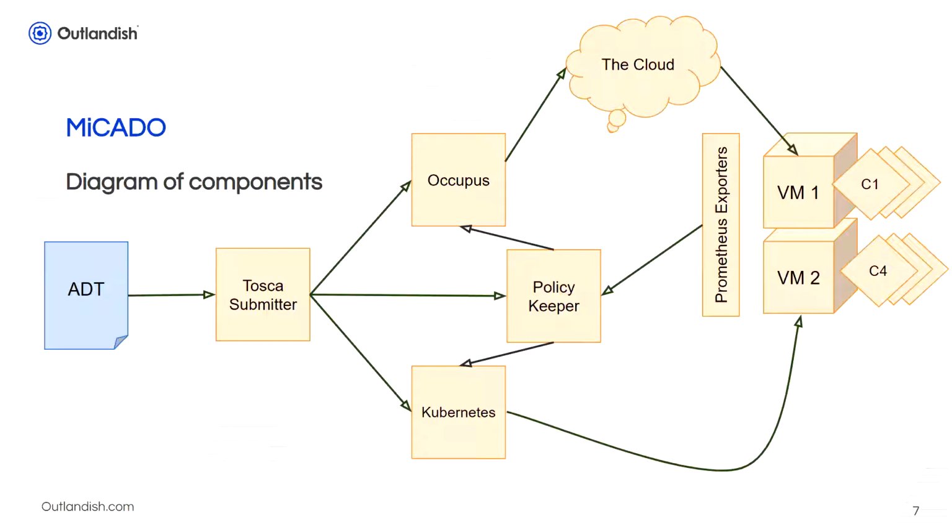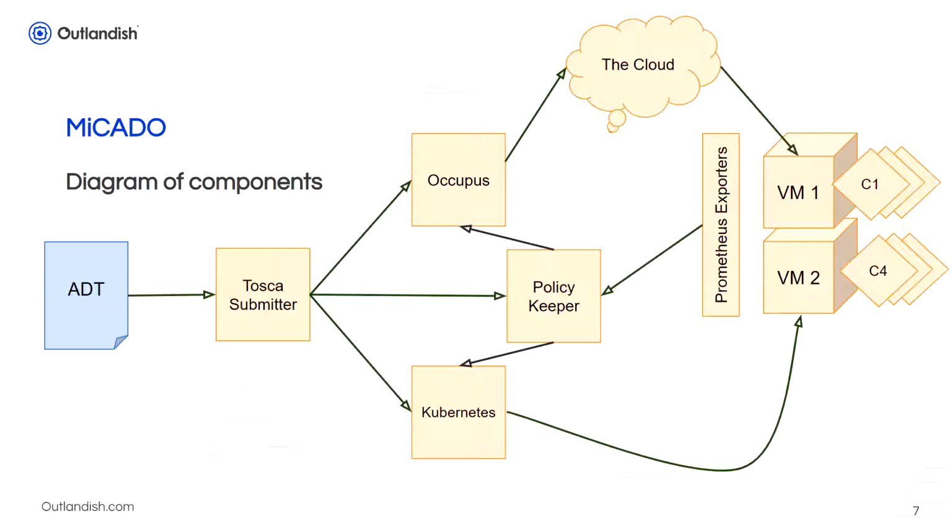So first of all, it uses Tosca, which is a standard document format for describing applications. And it includes a Tosca submitter here in the diagram, which takes in an ADT, or application description template, which describes the application that is going to be deployed to the Mikado framework. And that will describe the Docker containers. It will describe the virtual machines that those Docker containers will be running on, and it will describe any scaling policies that the ADT developer will want to put in.